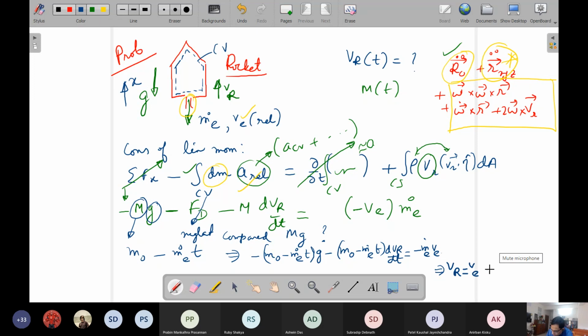This is V_E ln of m0 divided by (m0 minus m dot e t), minus g t.